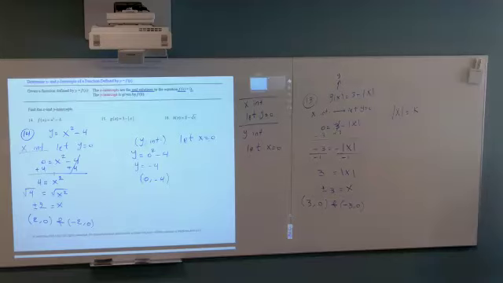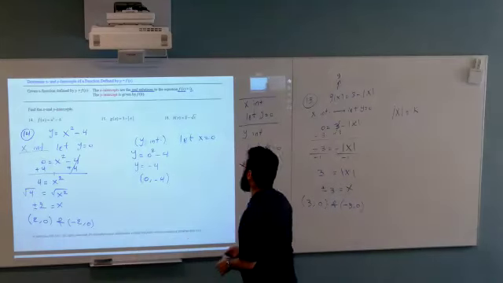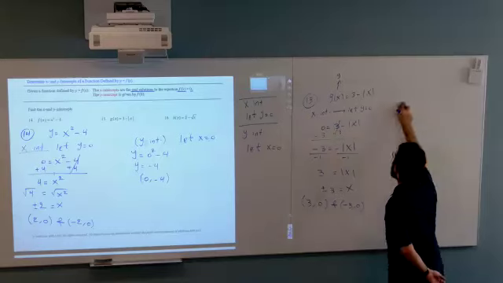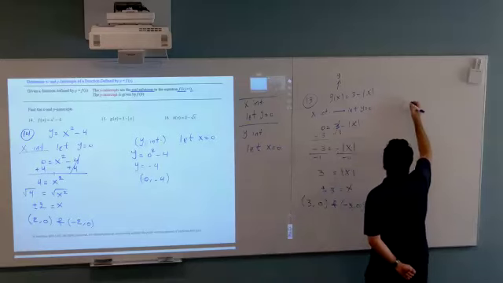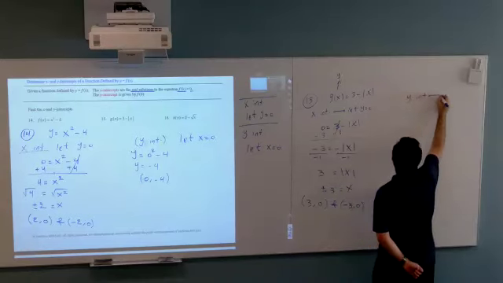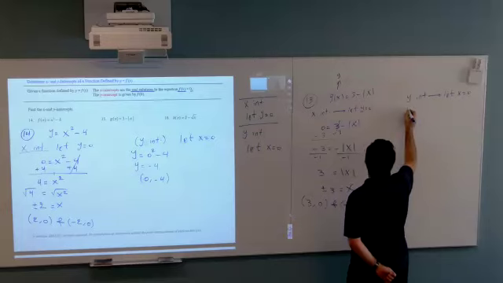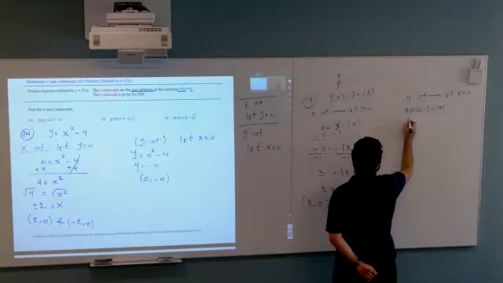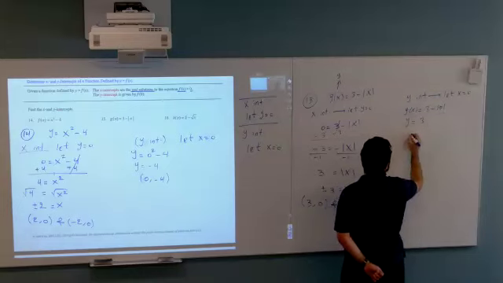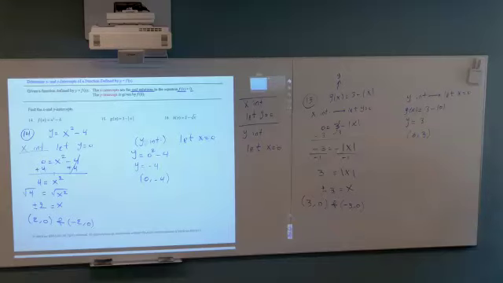What else do we need to find? The y-intercept. How are we going to find the y-intercept? Let x equal 0. Put 0 here, so g of x equals 3 minus absolute value of 0. That means y is going to be equal to 3. So it's going to be 0 and 3. Put there 0, 3.